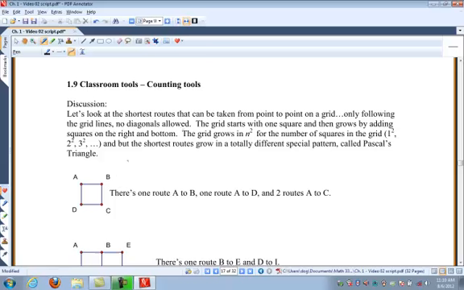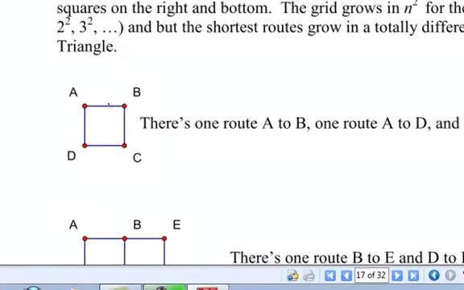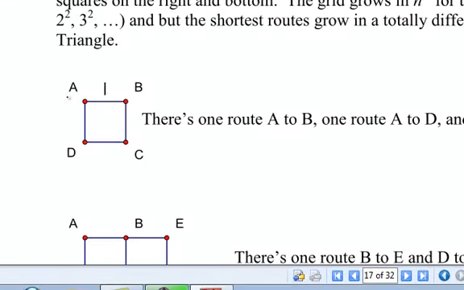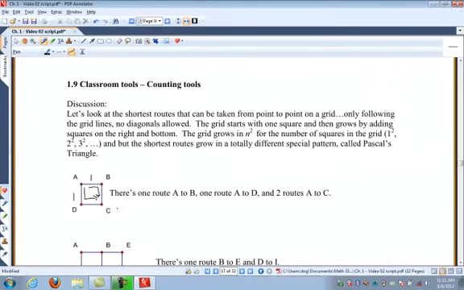The grid starts with one square and then grows by adding squares on the right, over here, and on the bottom. The grid grows in n squared for the number of squares in the grid, 1 squared, 2 squared, 3 squared. But the shortest routes from vertex to vertex in the grid, or node to node in the grid, grow in a totally different special pattern called Pascal's triangle. Now, here there's one route from A to B and one route from A to D, but two routes from A to C.